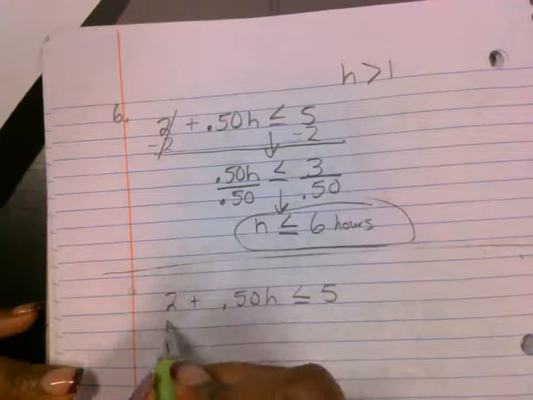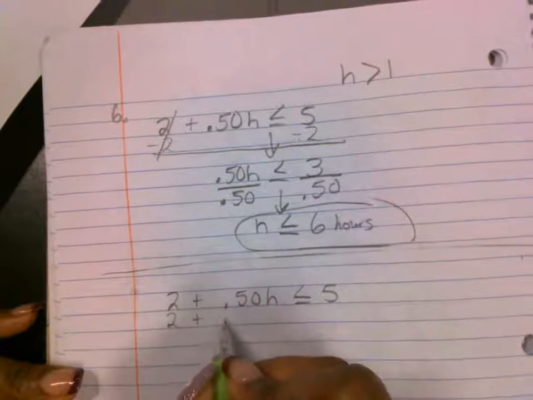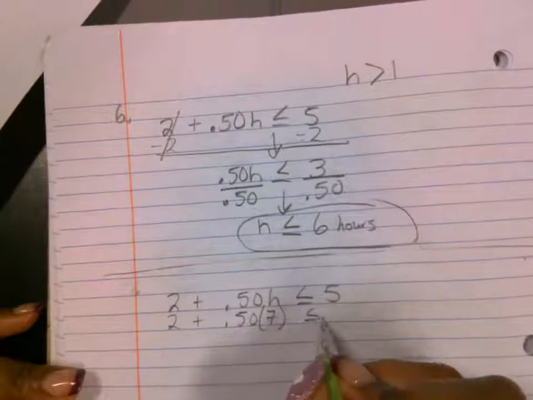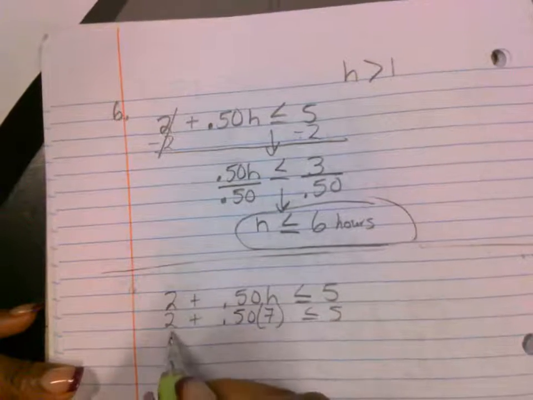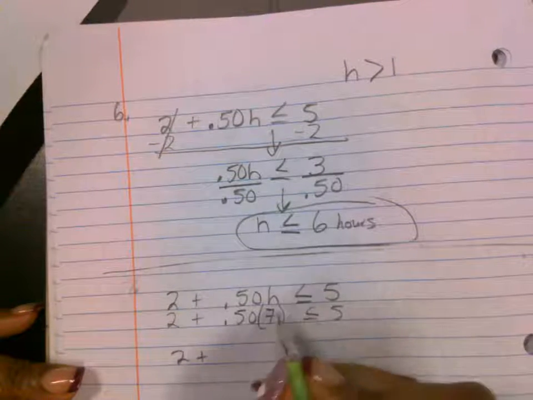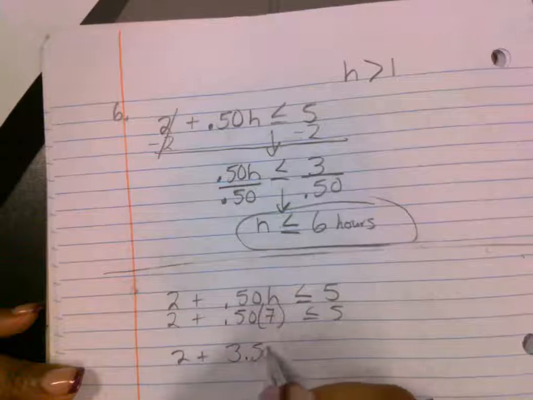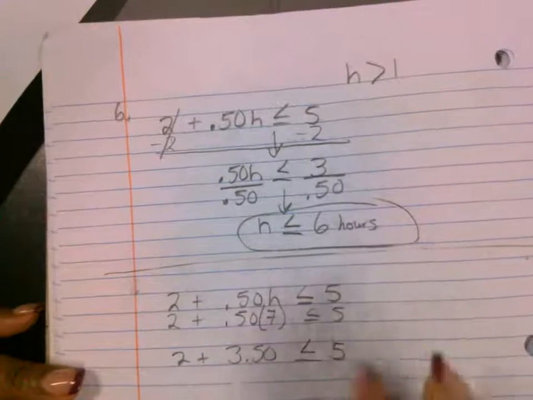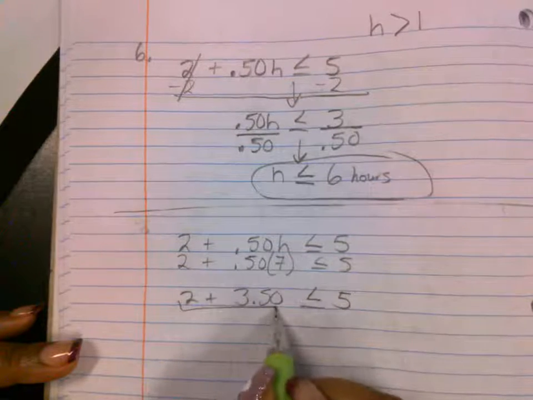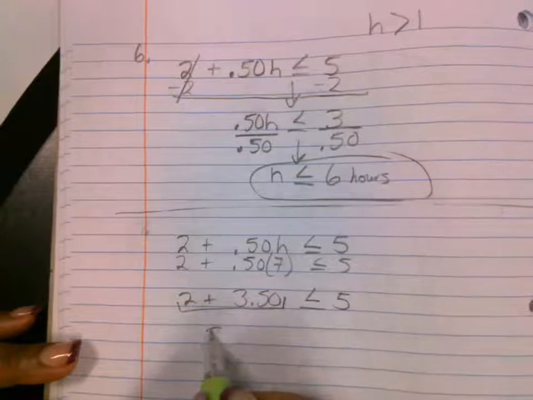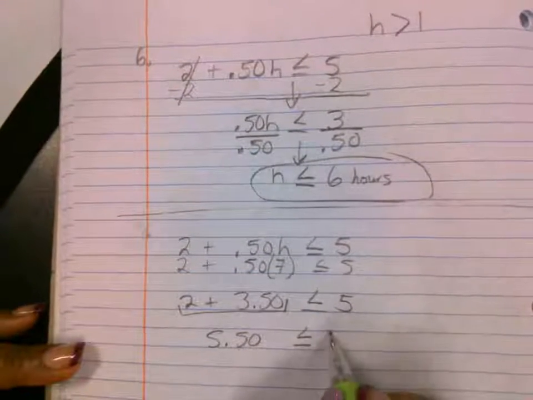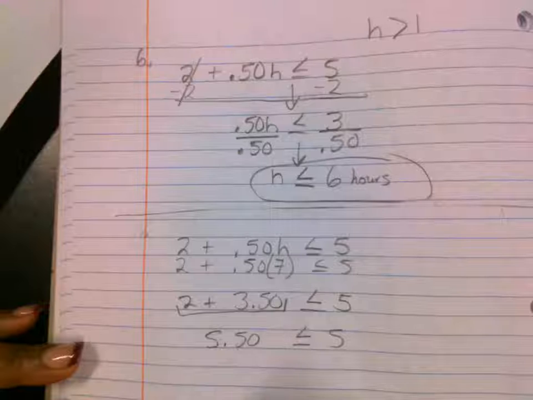All right, so let's try 7. Let's see if 7 works. So let's do $2 plus 50 cents times 7. $3.50. So now let's see if this is $3.50. So how much is this right here? $5.50. Is that less than or equal to 5? No.